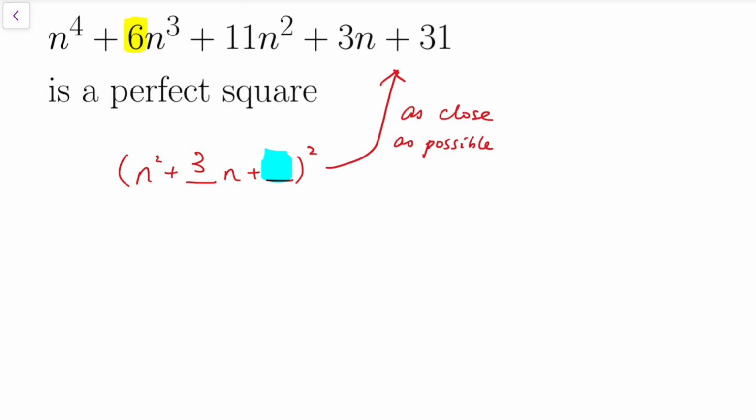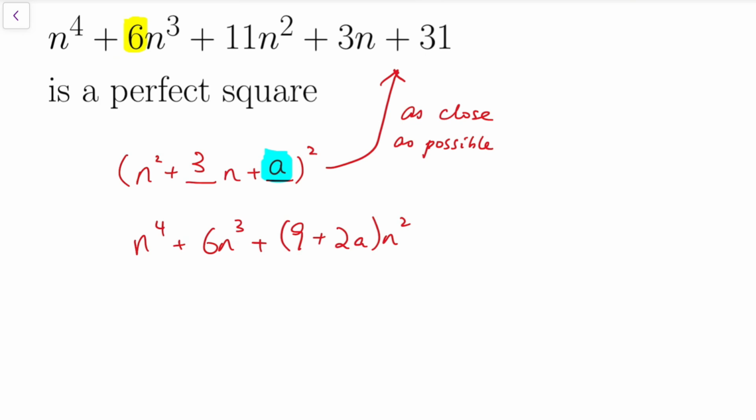Whereas for the last unknown, say the constant term inside the quadratic expression, we can try to expand n squared plus 3n plus, let's say, a. We can let this unknown be a for the time being, and we try to expand it. So we have n to the power 4 plus 6n cubed plus 9, which is coming from 3n times 3n, and 2a from a times n squared doubled.